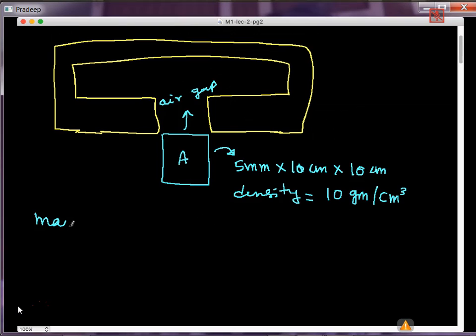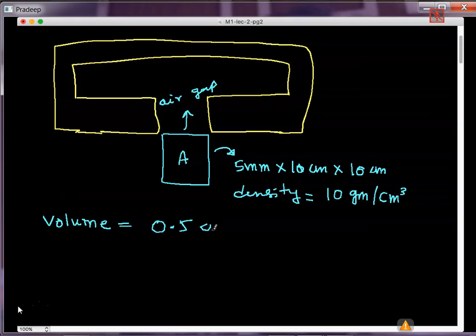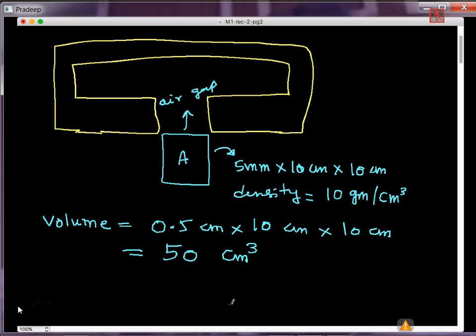So what is the volume? It's nothing but 5 mm. So I'll convert into centimeters, so 0.5 centimeters multiplied by 10 centimeters multiplied by 10 centimeters. So I'm getting 10 into 10 is 100, 100 into 0.5 is 50 centimeter cube I am getting.